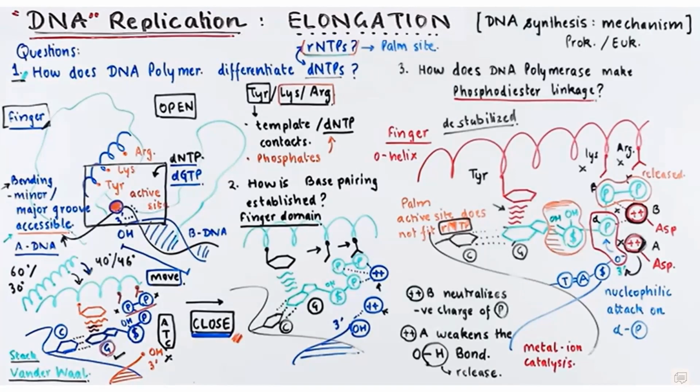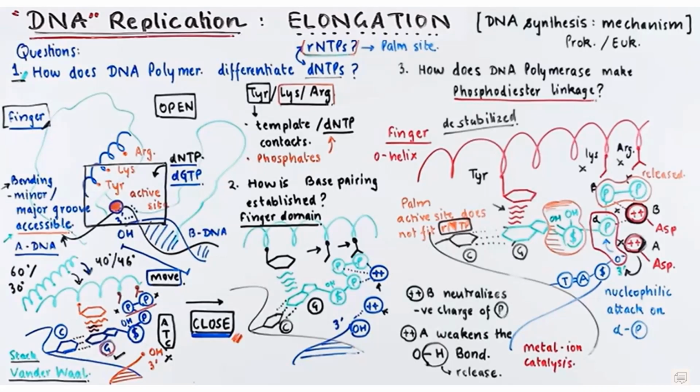And as a result, the DNA changes to the B form of DNA in the remainder of the double-stranded part. All this is occurring at the active site present in the palm region.